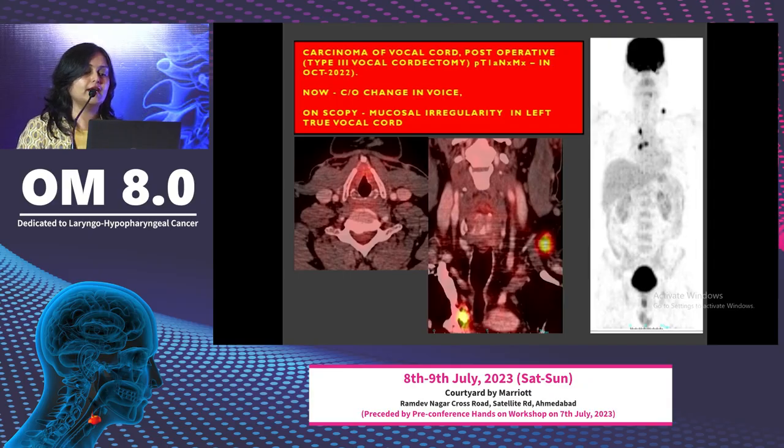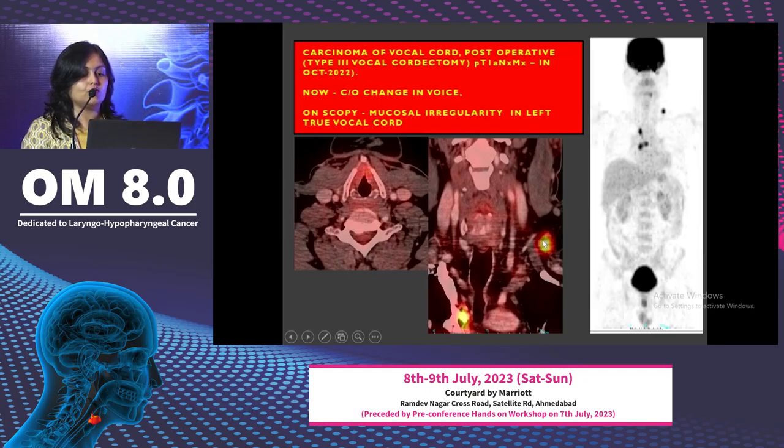A patient treated for laryngeal malignancy in October 2022 again presented with hoarseness of voice, and on scopy there was mucosal irregularity in the left true vocal cord. Now this is a very low grade FDG avid thickening, which is seen involving the left vocal cord, anterior commissure, extending up to the anterior aspect of the right true vocal cord. Apart from it, there are FDG avid nodes. So here we have reported this as a suspicious, recurrent lesion.